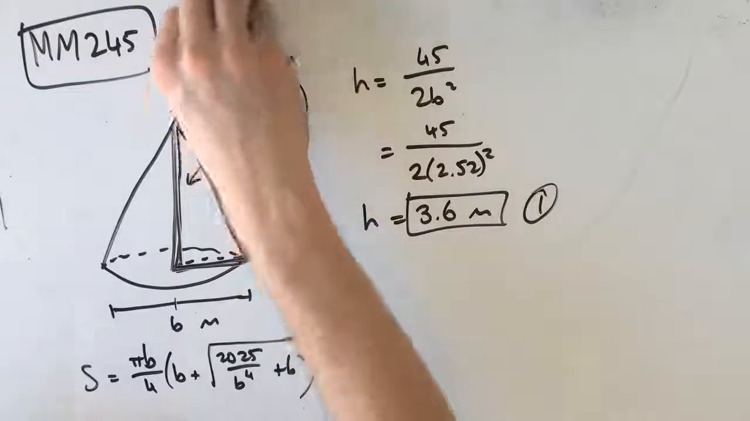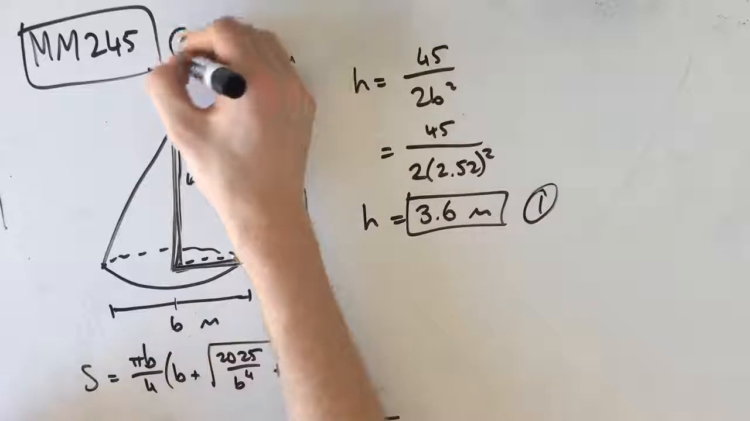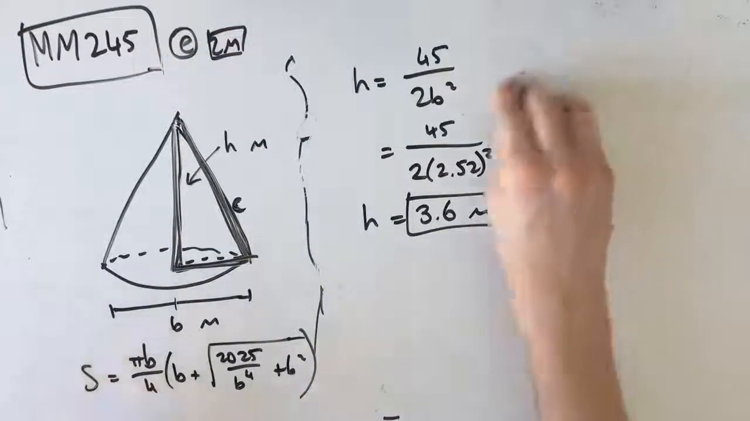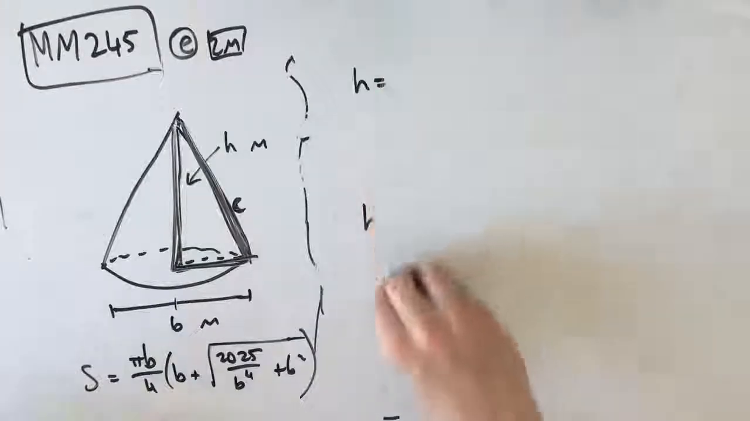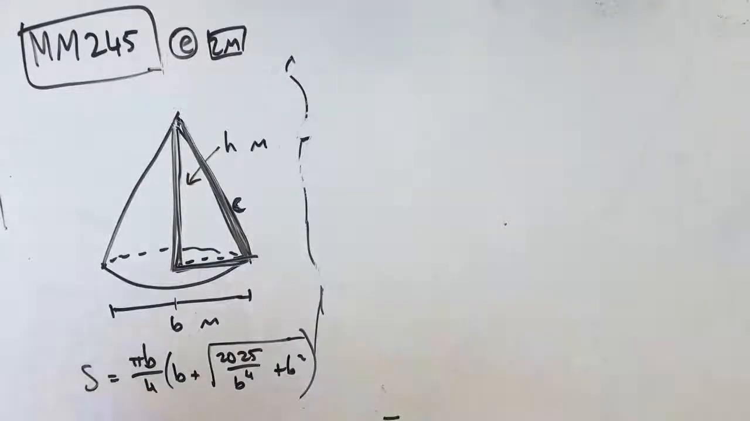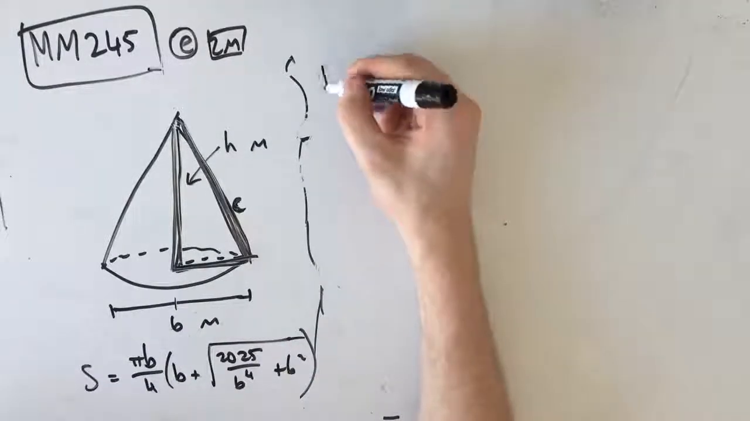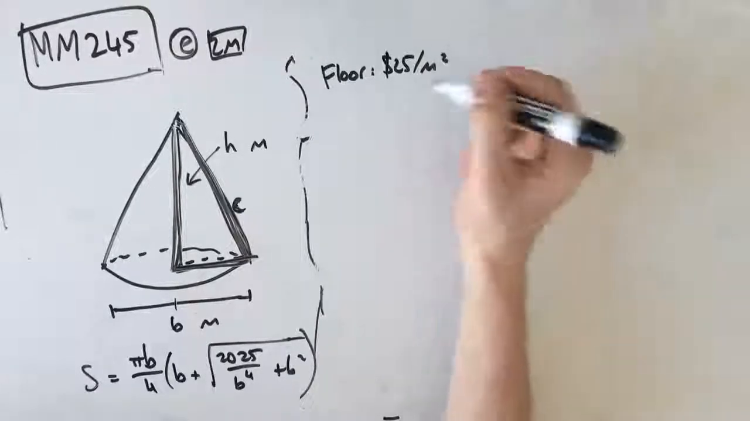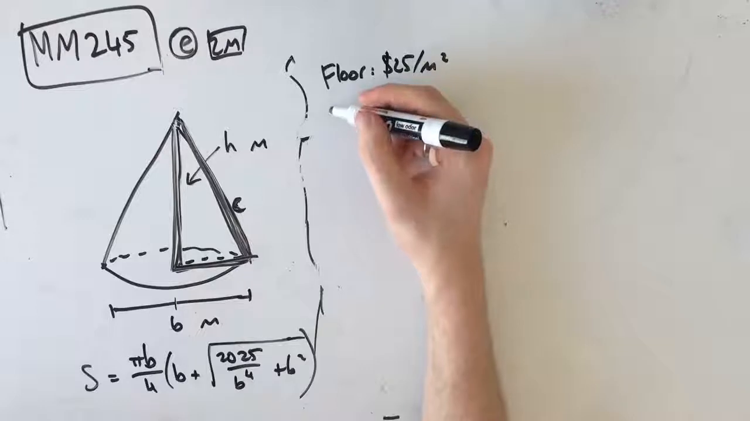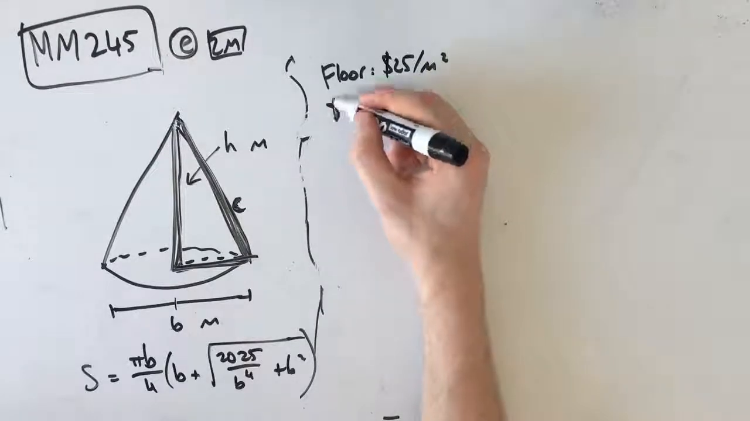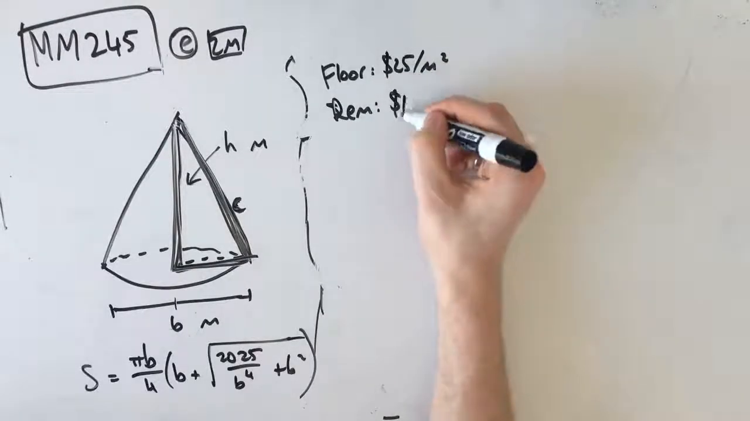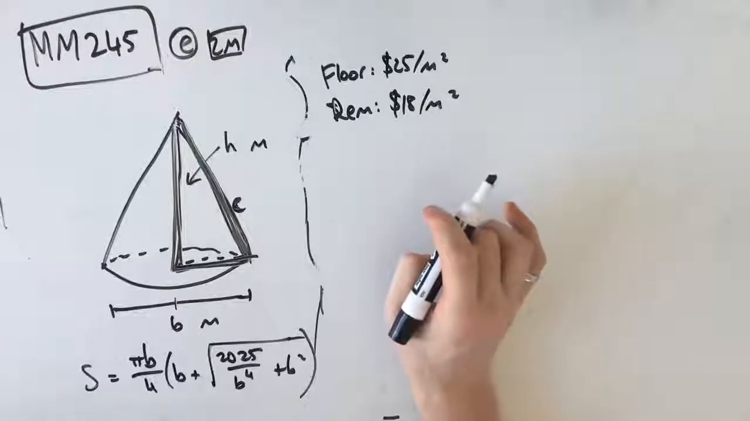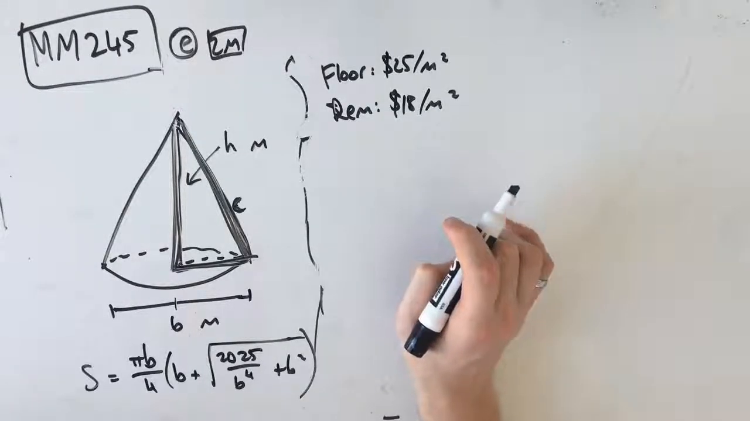Part E is a 2 mark question, and it tells us the production cost of this tent is fixed. The floor canvas is thicker than the rest of the material, so it costs $25 per meter squared. So floor is $25 per meter squared, and the remainder of the material is $18 per square meter to produce. What is the total material cost for Tents R Us to produce this tent?